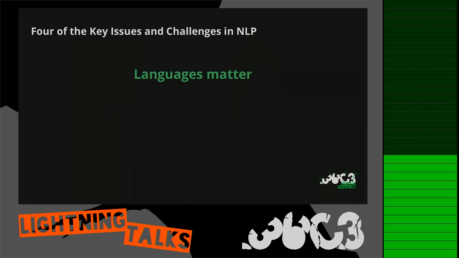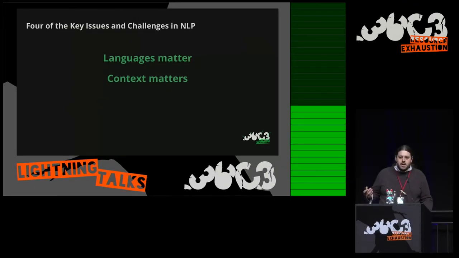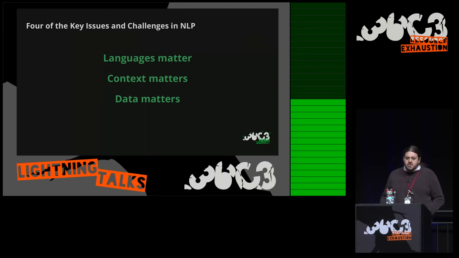Languages matter. Most people speak more than one language, and not many people speak only their standard variety. People mix and match languages on an everyday basis, and we have to consider that. Context matters. If we see that vet, we know whether it's a soldier, whether it's a doctor, or whether it's something completely different. Data matters, both in terms of privacy and in terms of the data and the corpora that we use for NLP. And we need to be very aware of the fact that the data that we use to train our systems has an impact on what we are able to do and also on the results that we get.